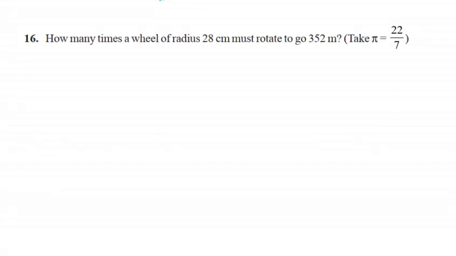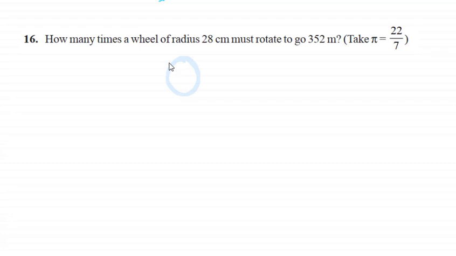Now see this question number 16. How many times must a wheel of radius 28 centimeter rotate to go 352 meters? So to do this question, first you have to understand a wheel is there, okay, and the radius of the wheel is given 28. So the radius is 28. Now you have to find how many times a wheel of radius 28 must rotate to cover how much distance? It has to cover 352 meters.